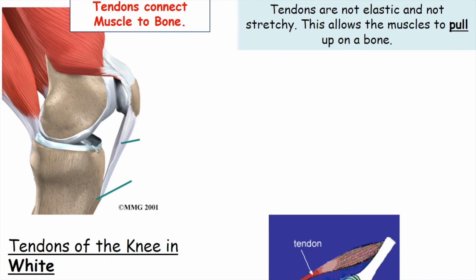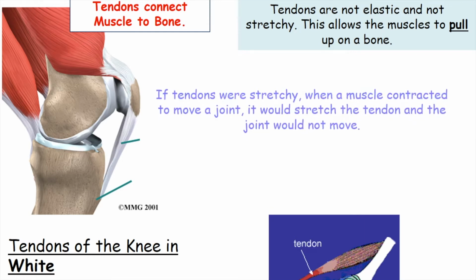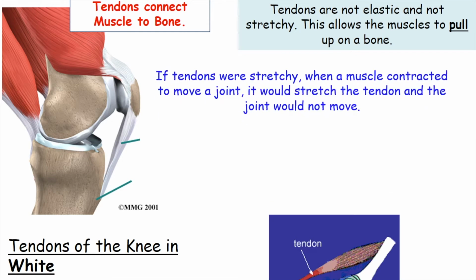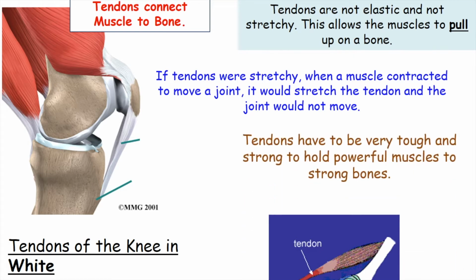Tendons are not elastic and stretchy, and this allows the muscles to pull on a bone. If tendons were stretchy, when a muscle contracted to move a joint, it would stretch the tendon and the joint wouldn't move. Tendons have to be very tough and strong to hold powerful muscles to strong bones.